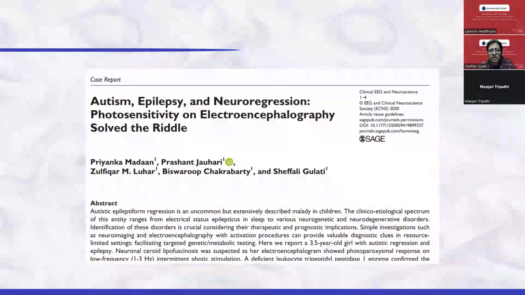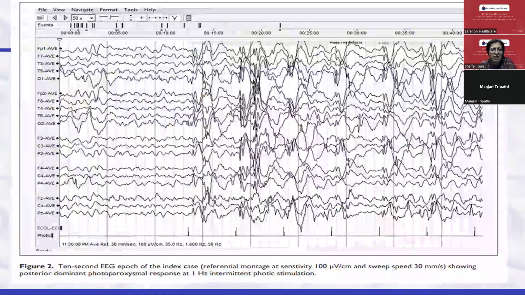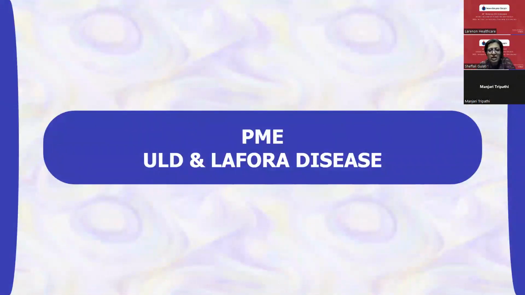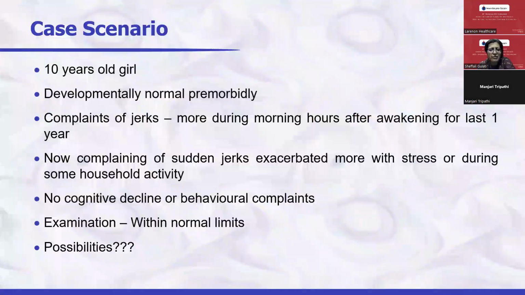This was the child which I had presented, autosomal, having autism, epilepsy, neuroregression, and the response on low photic stimulation had helped us come to a diagnosis in this situation. So a 10-second EEG box of the index case had helped, showing a posterior dominant photoparoxysmal response. And you may also have it for Unverricht and Lafora bodies.